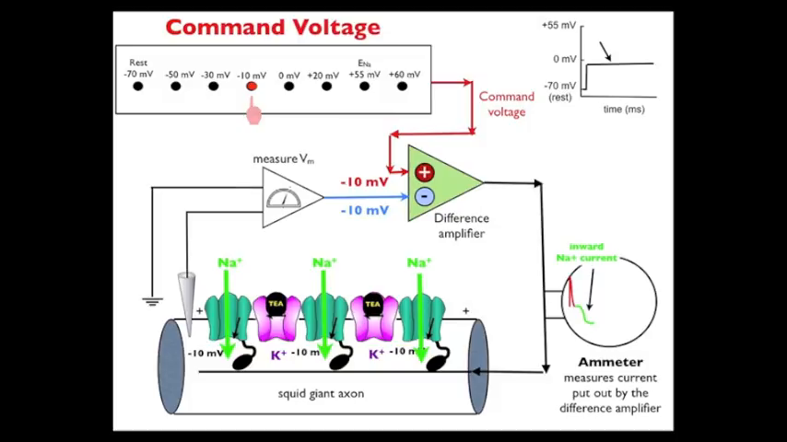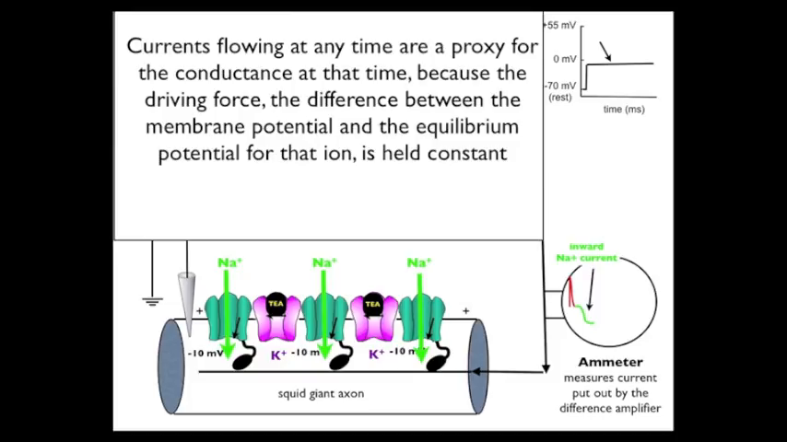As a consequence of that, the only thing that's regulating the flow of current through the sodium channels is its conductance, whether or not the channels are open. So in other words, the currents flowing at any time are a proxy for the conductance at that time, because the driving force, the difference between the membrane potential and the equilibrium potential for that ion, is held constant. So just by looking at the currents, we can estimate what the conductance changes are. But of course, they're going to be scaled by the driving force. I'll explain that in a few moments.